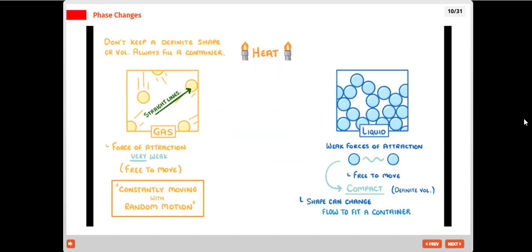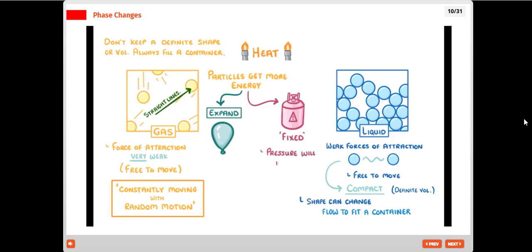When we heat up a gas and the particles all get more energy and so travel faster, the gas will either expand if the container it's in is expandable, like a balloon, or if the container is fixed, then the pressure will just increase.